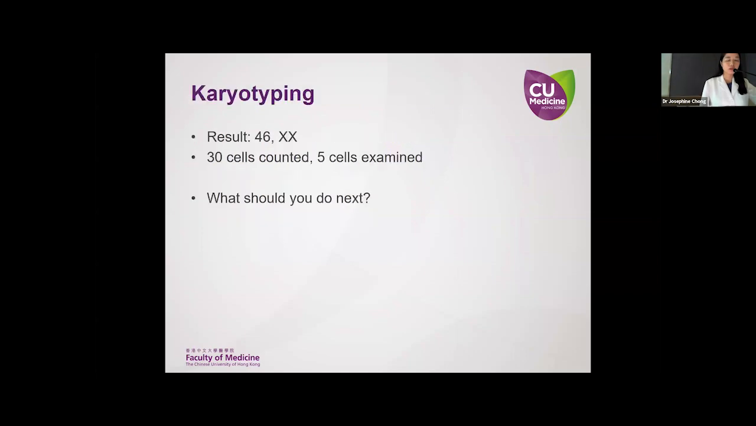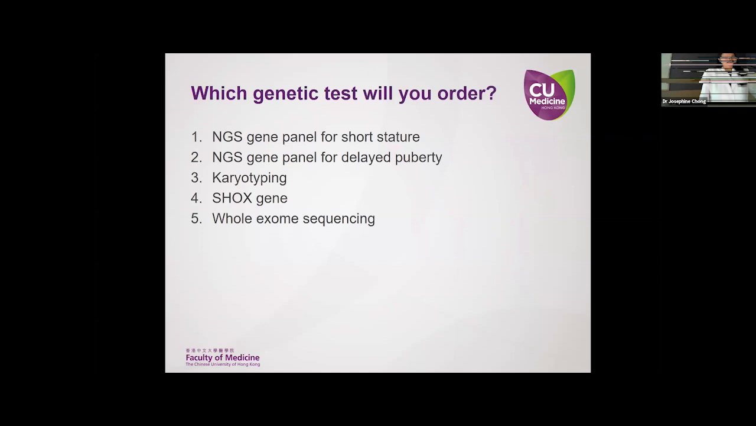So we offer a karyotyping. The karyotyping comes back. So what will be next? Getting back to this list, what will be the second test we would like to offer to this patient? Whole exome. What else? Yeah, maybe it is a good choice. Thoughts?